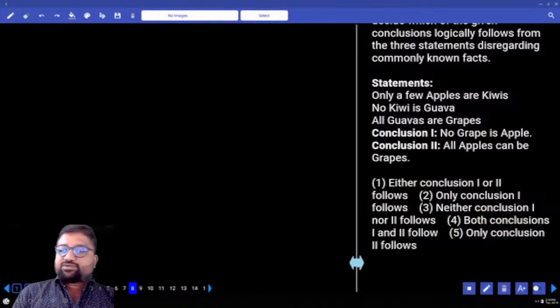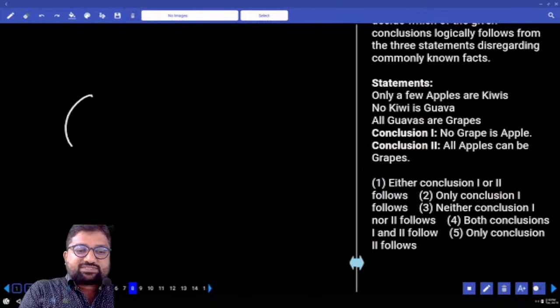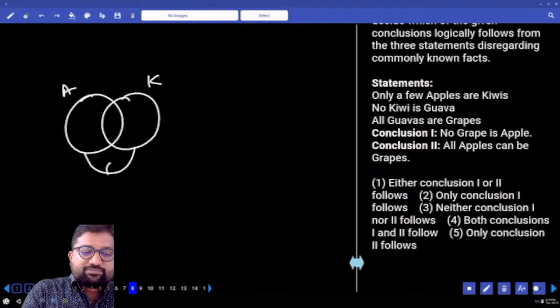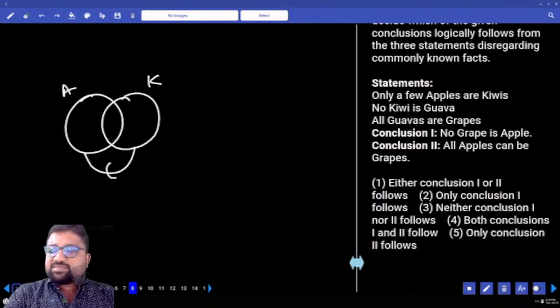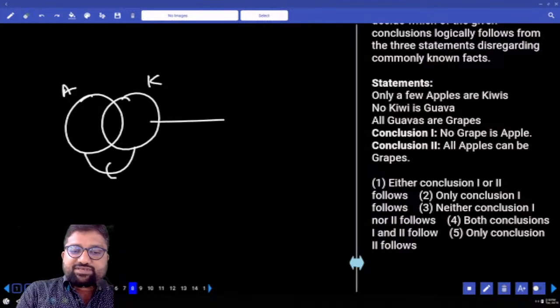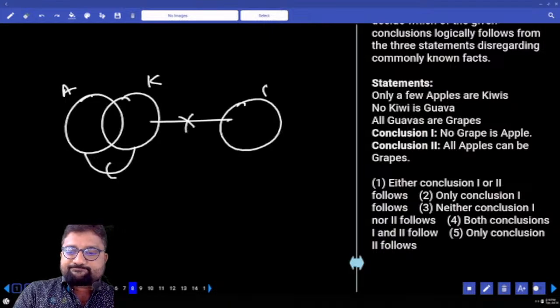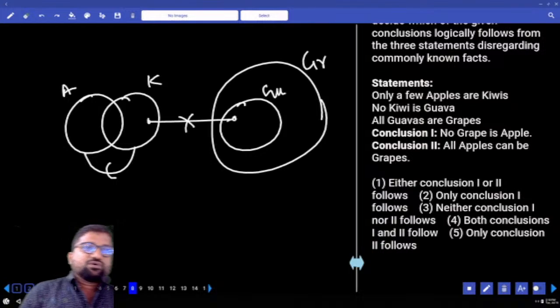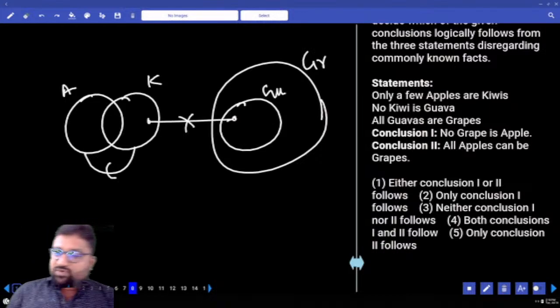Question number 8. Now we are into the questions on syllogisms. Only a few apples are kiwis. Arrow mark from B to A. And then the next entity: No kiwi is Goa. Next, all Goas are grapes. Now if you observe carefully, there is a negative relationship between kiwi and Goa. What is the first conclusion?